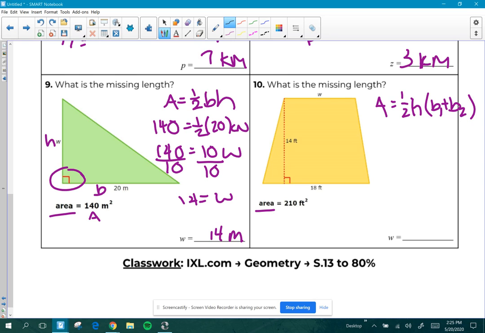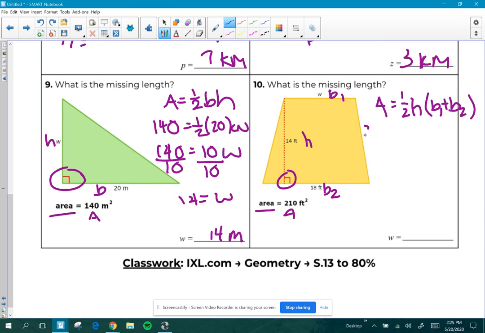Again, it doesn't matter how I label my bases. It just matters that I label the height correctly. So wherever that right angle is, that's my height. So 14 is my height. I'll just label this B1 and this B2. And then I know my area is 210. Now I have to plug in everything.